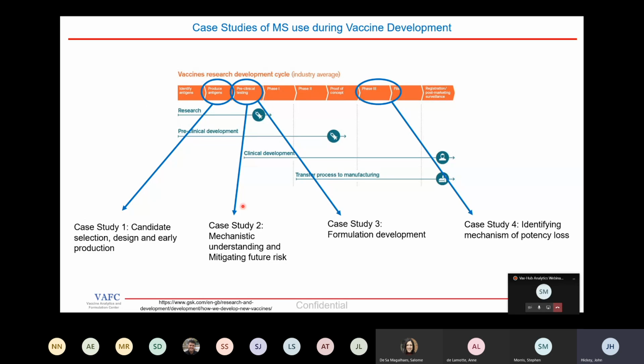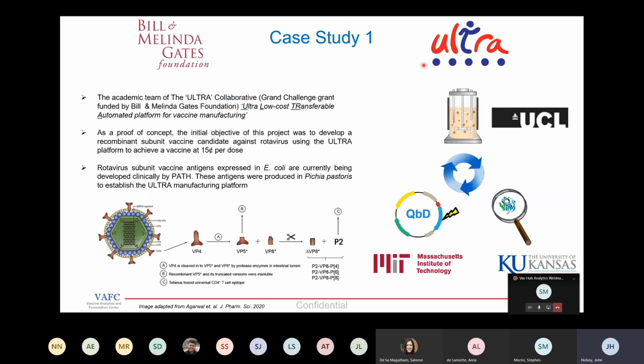So today I have 4 case studies that we've published or soon to be publishing of our mass spectrometry use throughout the vaccine research developmental cycle. And in the first case study, I will actually be referencing some of the work we did with UCL and MIT on a grant from the Bill and Melinda Gates Foundation. So this was known as the ULTRA collaboration. And the goal of this project was to develop a low-cost vaccine. In this case, the target was 15 cents a dose.